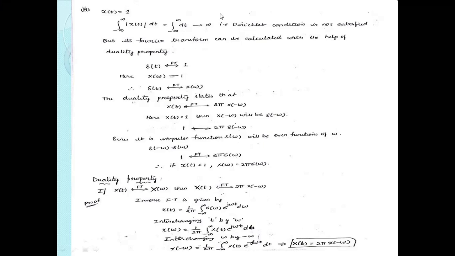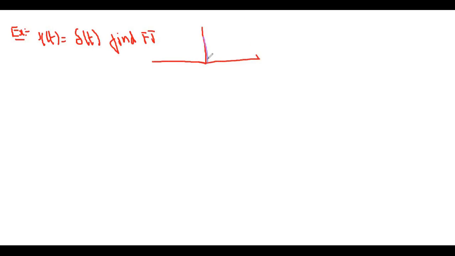Before that, we have to know the Fourier transformation of the impulse function. The example I am using here is x of t equal to delta of t. Find its Fourier transformation. What is the graphical representation here? Delta of t is 1 at t equal to 0 only. The remaining values are all zero.